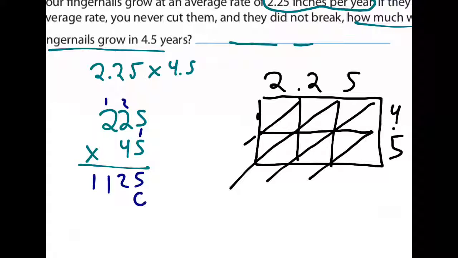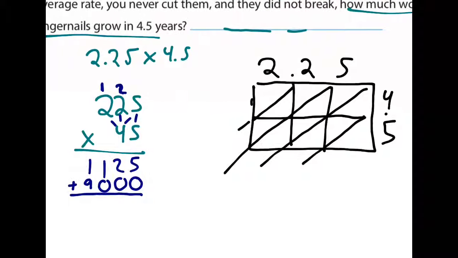Next, fill in my 0. And then do 4 times 5 is 20. Write the 0, carry the 2. 4 times 2 is 8, plus 2 is 10. Write the 0, carry the 1. 4 times 2 is 8, plus 1 is 9. Get ready to add up my partial products.